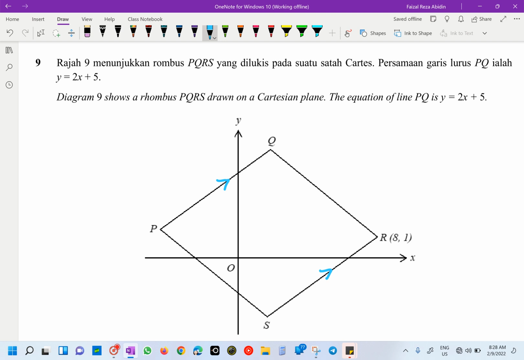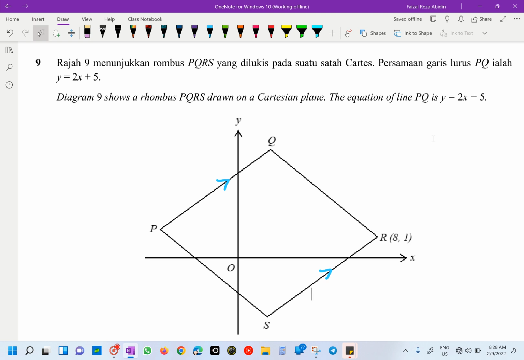Takkan hari ni nak buat? Aduh, jahat lah. Okay. Okay. Nama. Beres. Okay. Okay. Sorry. Cik Nasrul there.